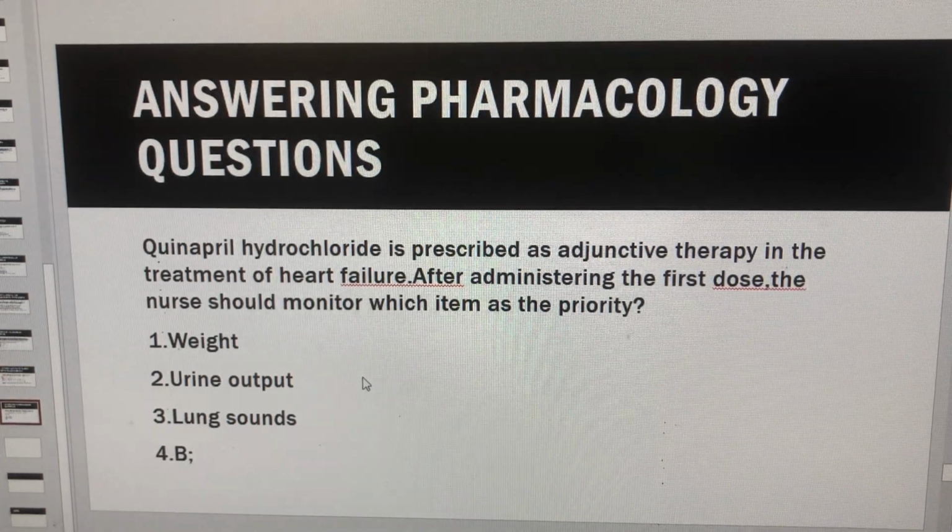Our last slide is answering pharmacology questions. Quinapril hydrochloride is prescribed as adjunctive therapy in the treatment of heart failure. After administering the first dose, the nurse should monitor which item as the priority. 1. Weight. 2. Urine output. 3. Lung sounds. And 4 is blood pressure.